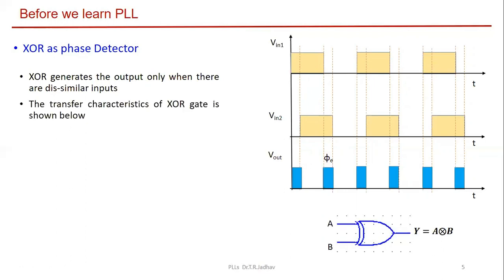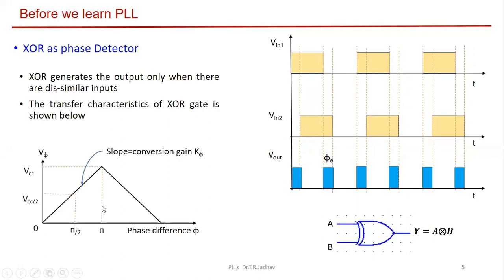Let us plot the transfer characteristics. So what is the transfer characteristics? It is the relation between output and input. What is the output in phase detector? Output is going to be a voltage. And what is the input? Input is going to be a phase difference. So let's plot the transfer characteristics.